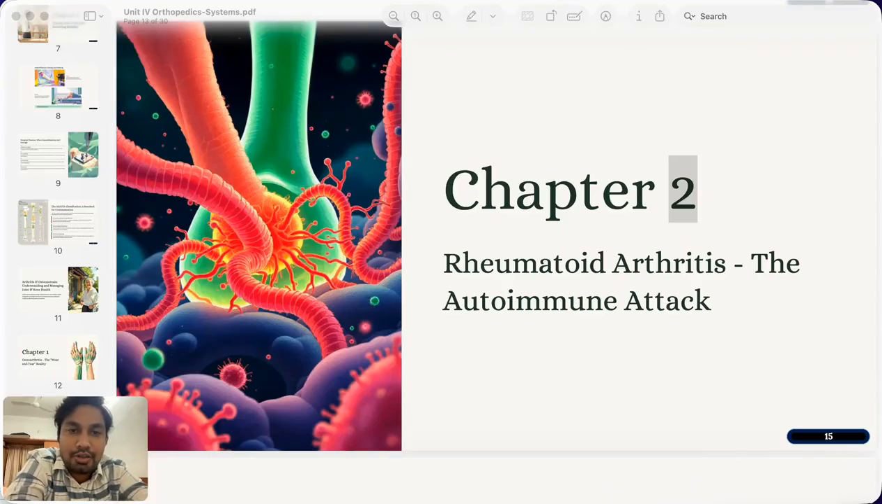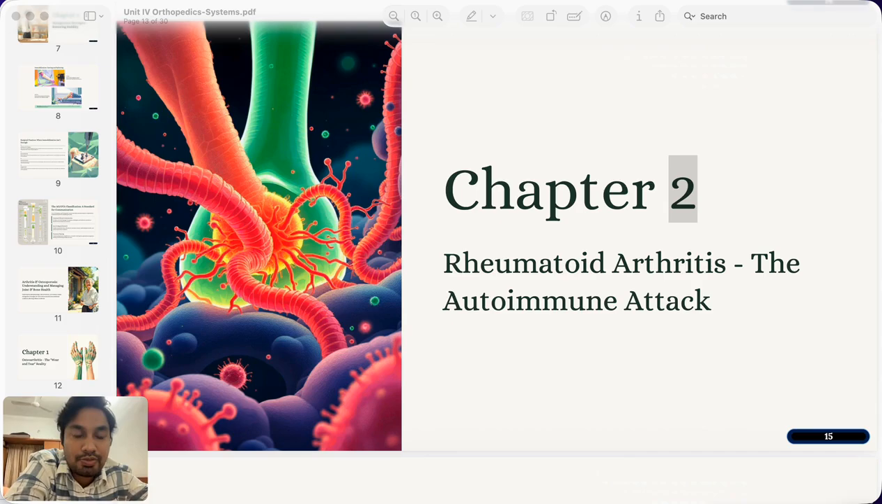Hello. Today we are focusing on rheumatoid arthritis. So this is going to be a case study based model, and as we have seen in the last chapter, osteoarthritis is one of the ways that cartilage gets damaged, but this one is an autoimmune attack. I'm going to give you some insights about it so that it will be very easy for solving the case study which is provided as an assignment.